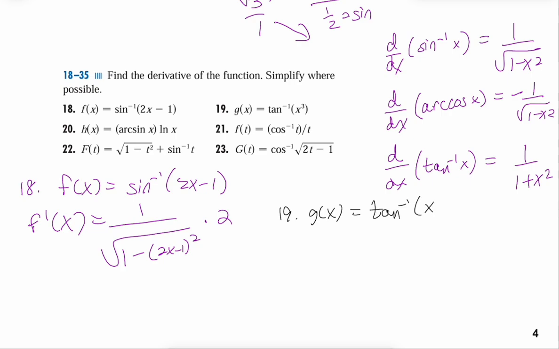So the inverse tangent of x cubed. The rule for an inverse tangent is 1 over 1 plus the thing squared. So the derivative does that: 1 over 1 plus the thing squared. Now, if you want to make it to the 6th power immediately, go for it. I don't care. Then times the derivative of that thing.